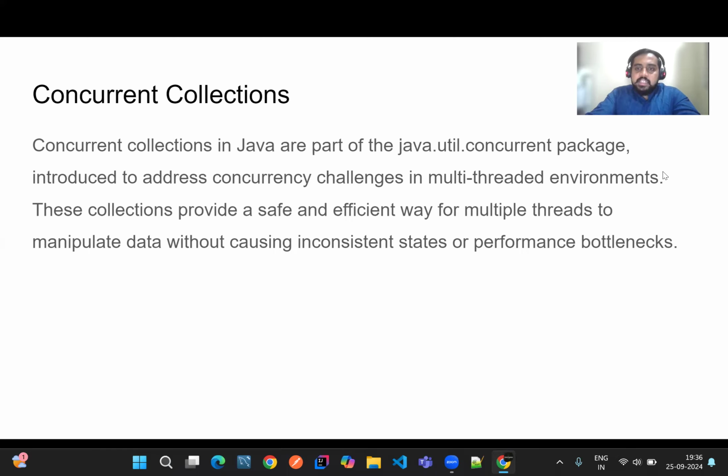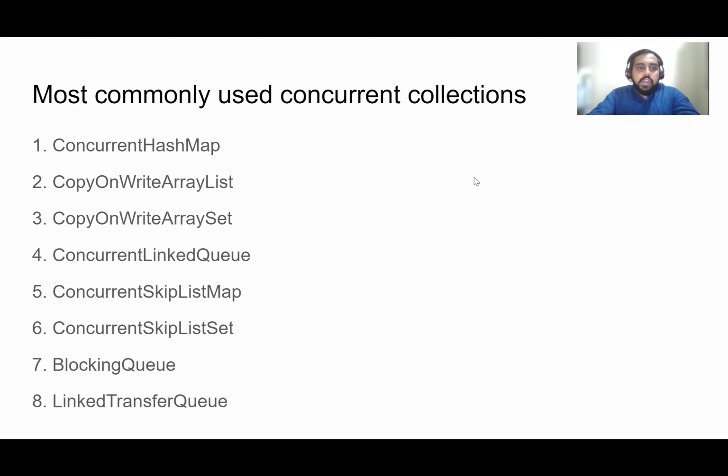So what are the classes or implementations available in these concurrent collections? Let's see. We have ConcurrentHashMap. HashMap we already saw in our previous videos. ConcurrentHashMap is similar to HashMap, but it is thread safe, and it supports multi-threading operations in a safer way so that it will not cause any bottlenecks. Another one is CopyOnWriteArrayList. This is a thread safe version of ArrayList. CopyOnWriteArraySet is a thread safe version of set. And ConcurrentLinkedQueue is a thread safe linked queue.